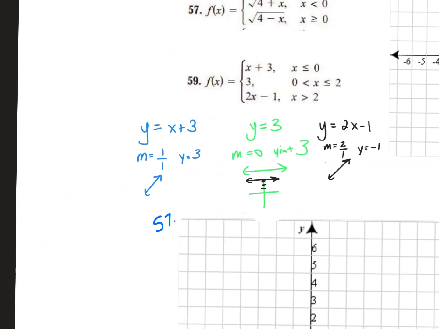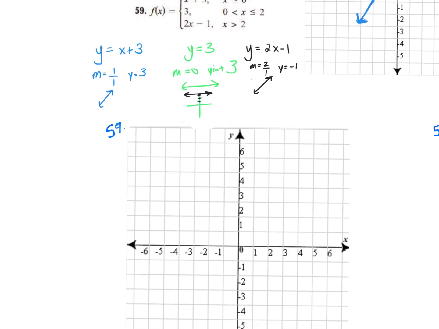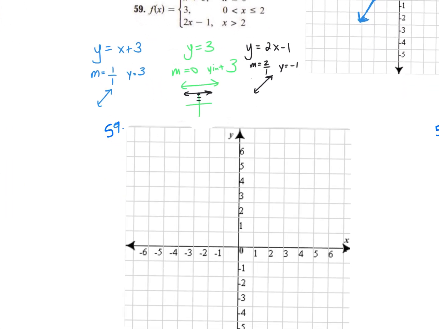So the first one I'm doing blue. I'm going to do it here on 57. And then I'll switch the other one just because it's right there. So where is my intercept? At 3, okay. Positive slope, so 1 over 1. Everybody agree? All right, we graphed a line, no biggie.